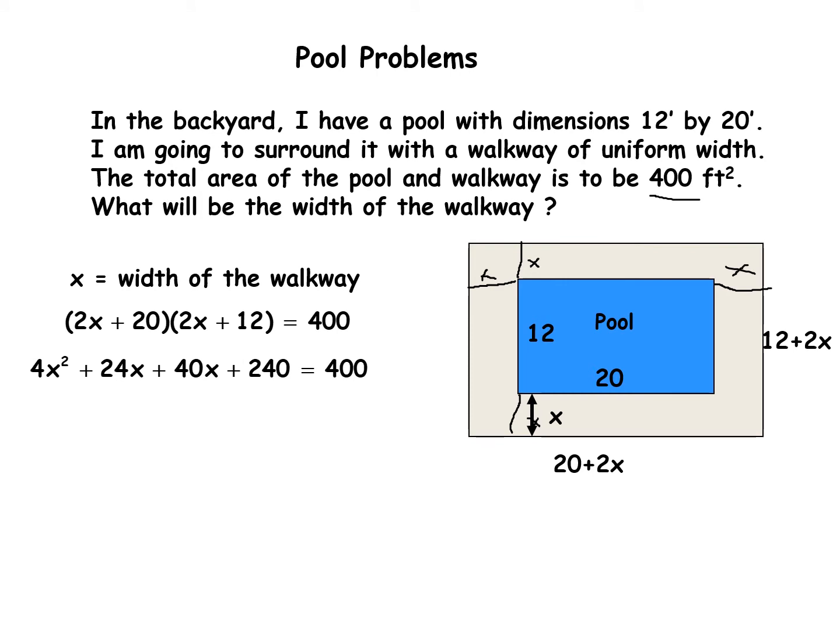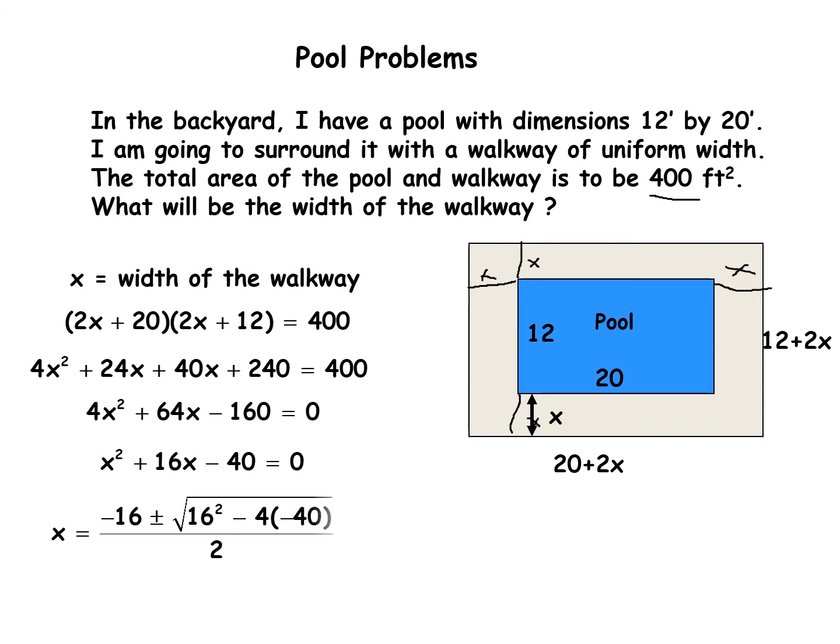I can now multiply this all out. I can subtract the 400 and set it equal to 0. And then I can divide through by 4 to make it a simpler equation. Now I'm going to look at this equation, and I'm either going to see if I can factor it, or if I can't factor it, I'll try and solve it by the quadratic formula or completing the square or some other convenient method. So this one does not factor, so I put it into the quadratic formula.